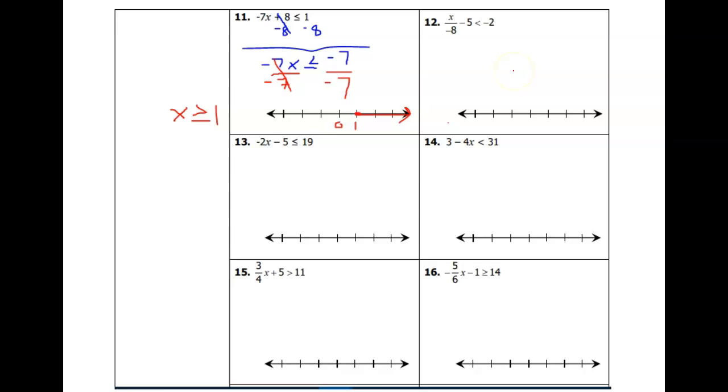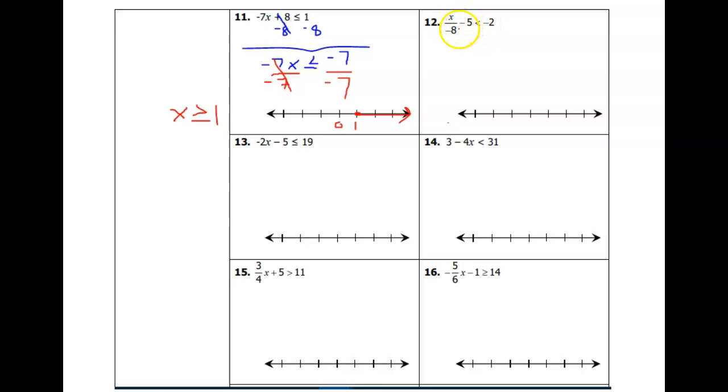Why did you change the sign to the right? Because I divided by a negative number. When you multiply or divide by a negative number, you flip the sign. So if you notice, we multiply by -7, it's negative, so that's why I had to flip the sign. Let's look at the next one.